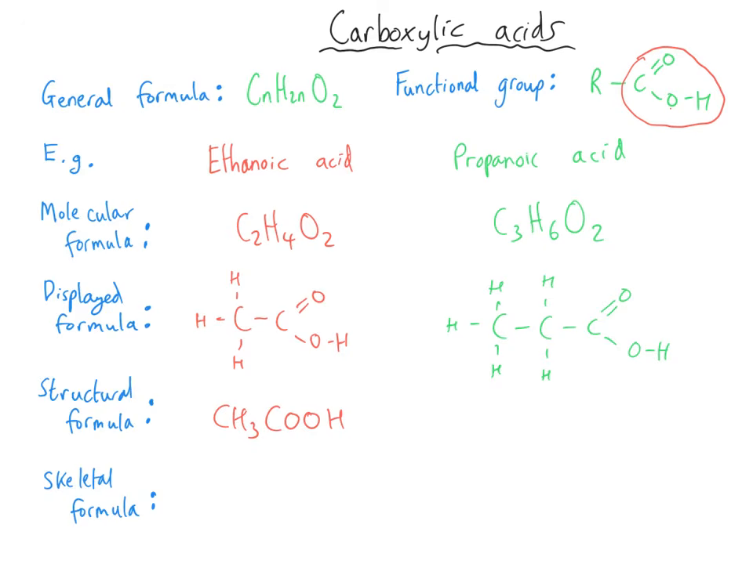Skeletal formula for ethanoic acid: we've got our carbon-to-carbon bond like that, and then we go down to the oxygen with the hydrogen on it there, and we've got the double bond up like that. So that's the skeletal formula for ethanoic acid. For propanoic acid, there's its structural formula down here. We've got a CH3 attached to a CH2, and then our characteristic COOH at the end. And skeletal formula, there's our chain of 3 carbons, there is our oxygen to hydrogen bond, and here is our double bond to the oxygen, like that.